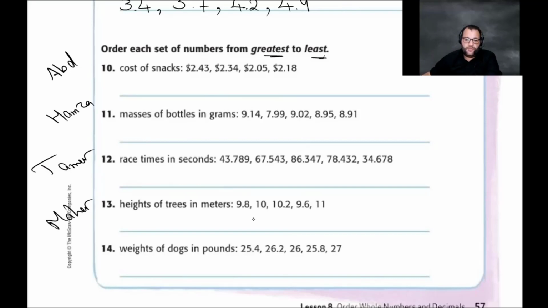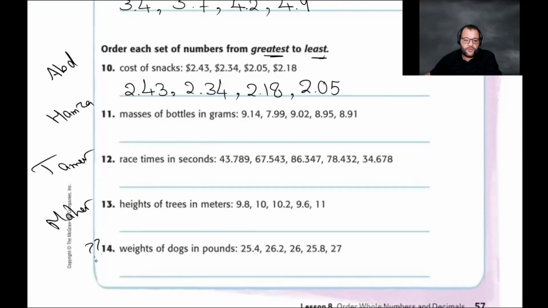And one is 2.43, and 2.34, 2.18, 2.5. Okay, thanks, Abdurrahman. We need Hamza.